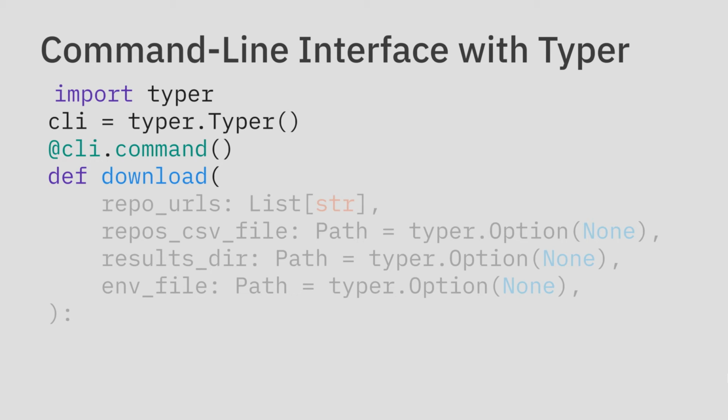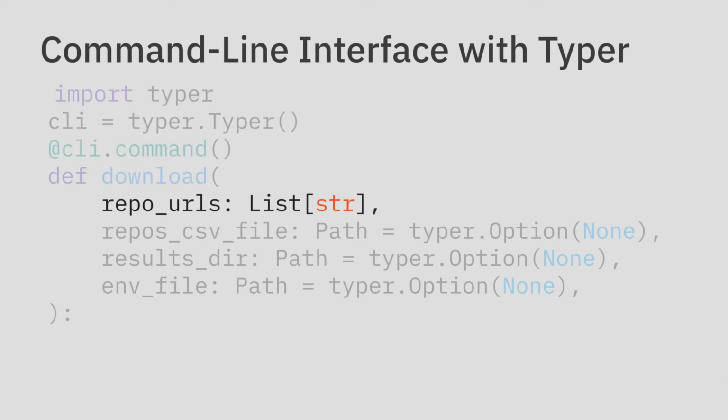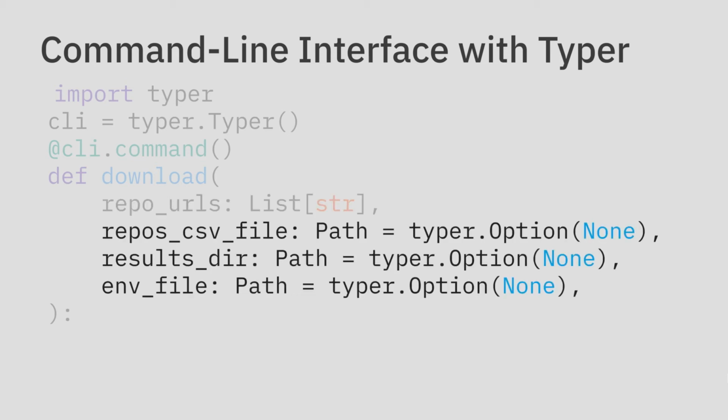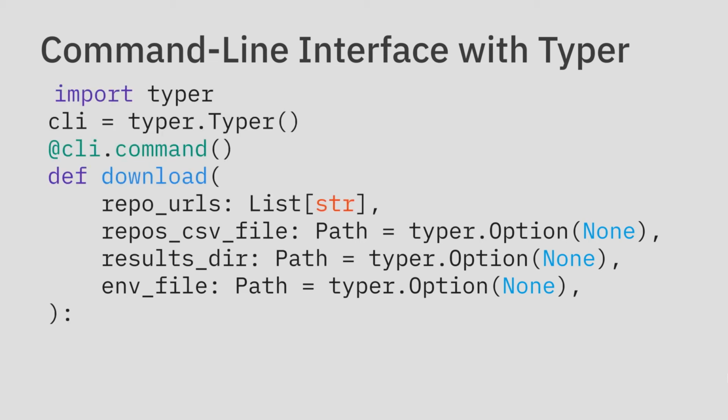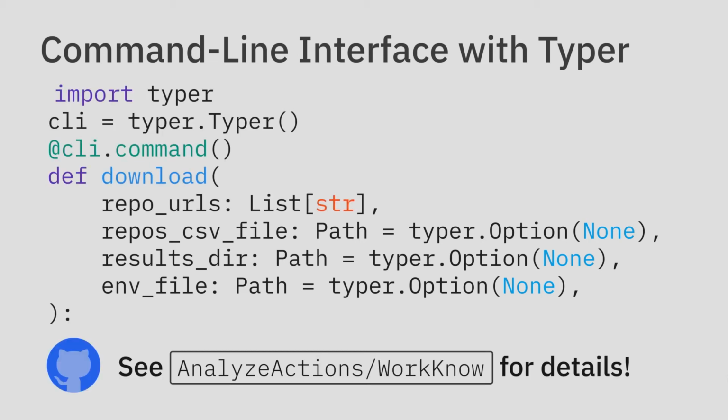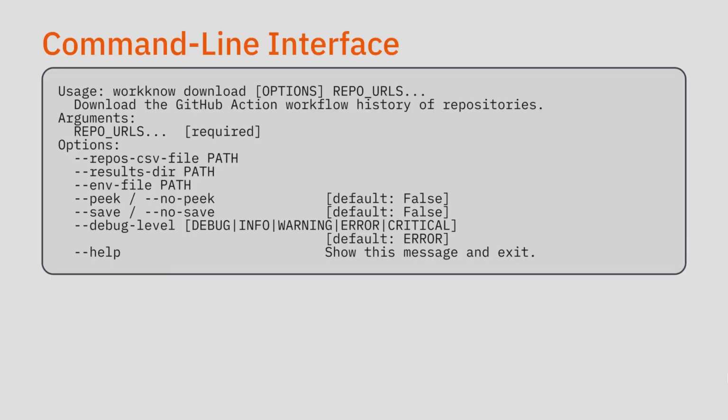Download's first parameter is a list of GitHub repository URLs with builds for it to analyze. The next 3 parameters are pathlib Path objects to files and directories that WorkNode needs to collect its inputs and to save output. WorkNode's command line interface also accepts other arguments. Check out its GitHub repository for more details.